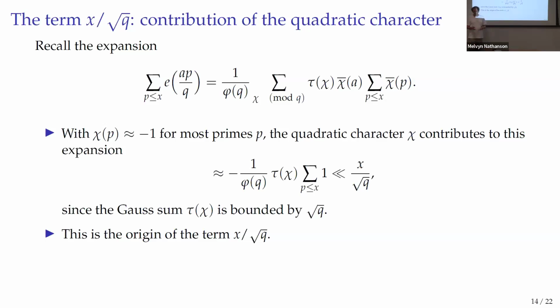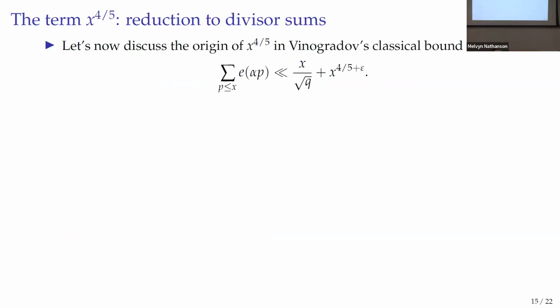And of course, Siegel zero is very rare. So you can show that for the vast majority of moduli q, this shouldn't be surprising, it's really for very few sparse q that this x over square root q term is actually there. Okay, so now let me discuss the 4/5.